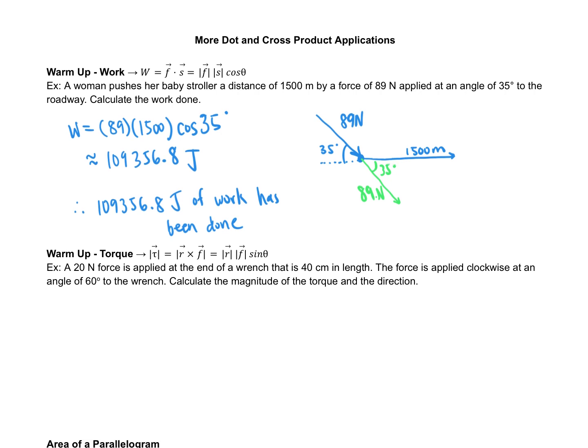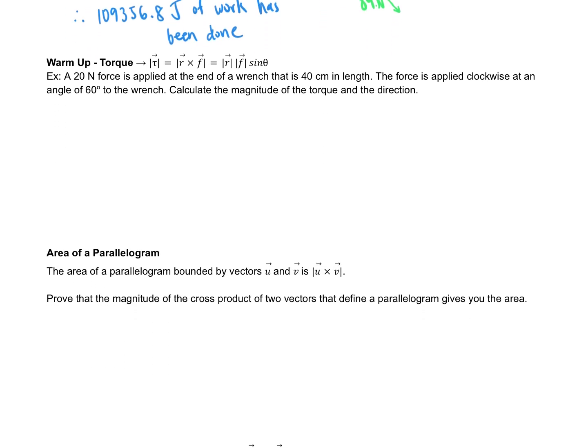The next type of application we've already done is torque, and that involves the magnitude of the cross product. So we will need the magnitude of the torque arm, the magnitude of the force being applied to that torque arm, and the angle between those two vectors. As a reminder, torque is just that turning effect. So a 20 newton force is applied at the end of a wrench that is 40 centimeters in length. The force is applied clockwise at an angle of 60 degrees to the wrench. Calculate the magnitude of the torque and the direction.